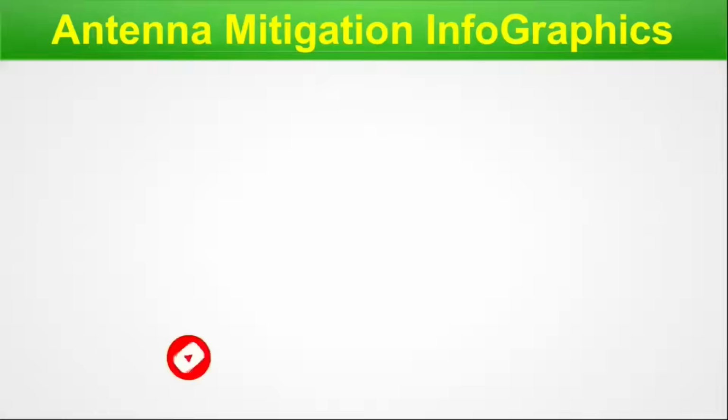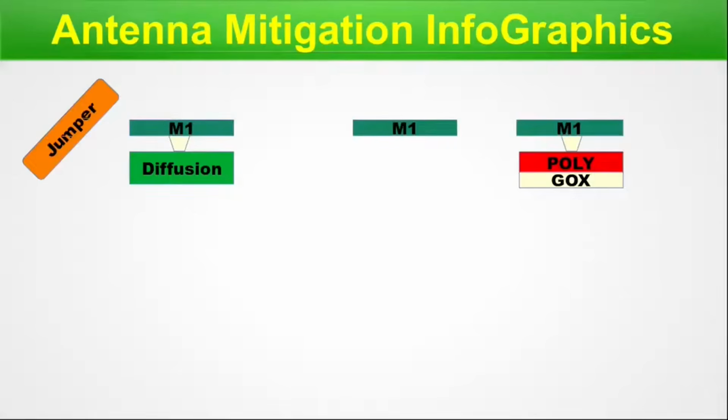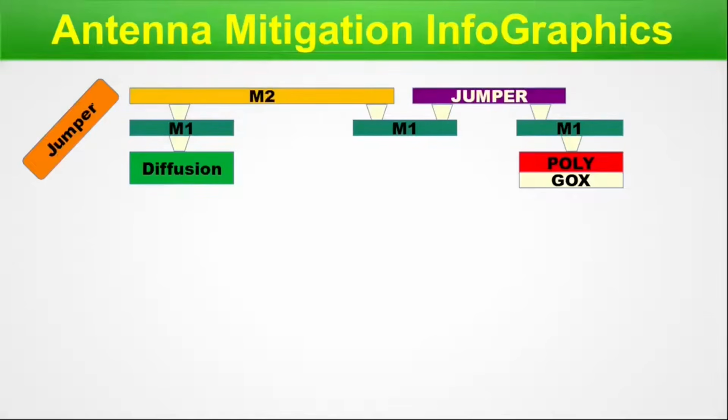Here we will show the antenna mitigation infographics to understand the mitigation process in a more visual manner. Here we will demonstrate the jumper creation. Here is our diffusion. Here is our poly and gate oxide combination of a MOS, and here we are reaching to M1, and then here we are breaking down the long M1 on the right hand side. This we have already shown a few slides back, you recall, and connect the M2 here while we connect the jumper here. So you can see the right hand side long metal piece of M1 is broken and taken through a jumper.